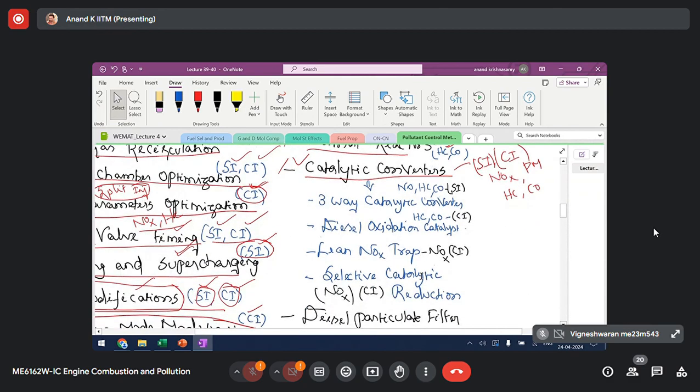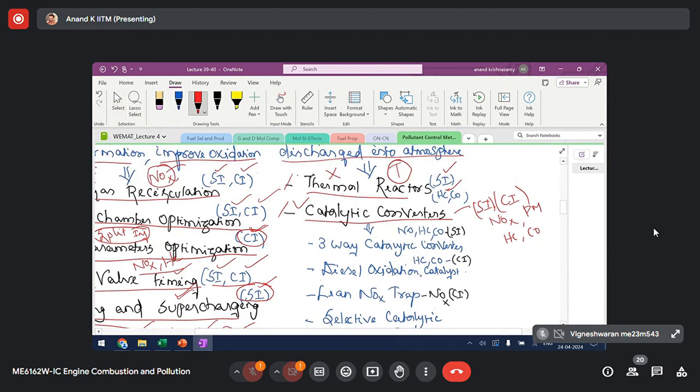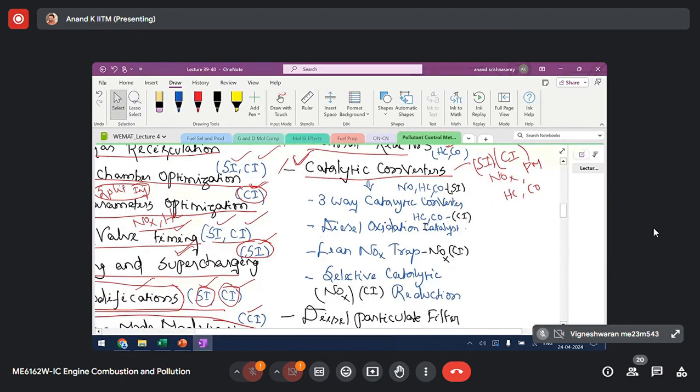Please continue. Okay, fine. So the second option, which is the most effective option, is the catalytic converter, which is applicable for both SI and CI engines. For the SI engine, there is only one device that effectively controls all the three primary pollutants, NO, HC, and CO. The device that we need is a three-way catalytic converter. A three-way catalytic converter can simultaneously reduce NO, HC, and CO to a very high proportion.